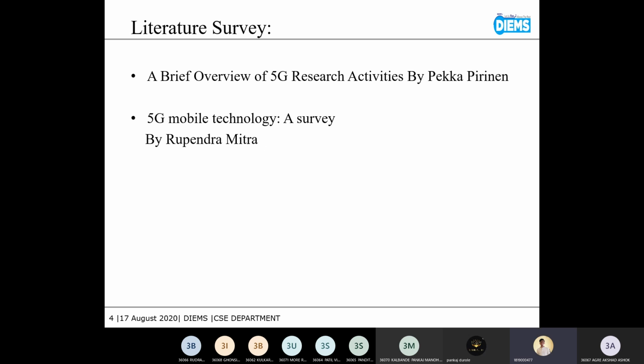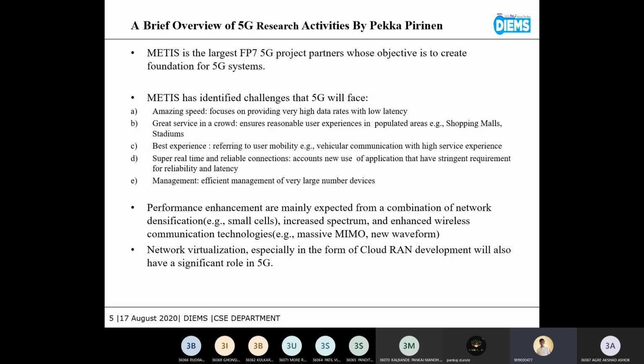So here I will start the literature survey. I have got two literature surveys by Pekka Pirinen and Rupendra Mitra. So I will go with the first literature survey by Pekka Pirinen. METIS is the largest FP7 5G project partner whose objective is to create the foundation of the 5G system. METIS stands for Medical Engineering Technology Industrial Strategy. They are the largest FP7 5G project partners who have the objective to create the foundation of the 5G system. It means Medical Engineering Technology Industry Strategies have built many modems that started 5G all over the world.